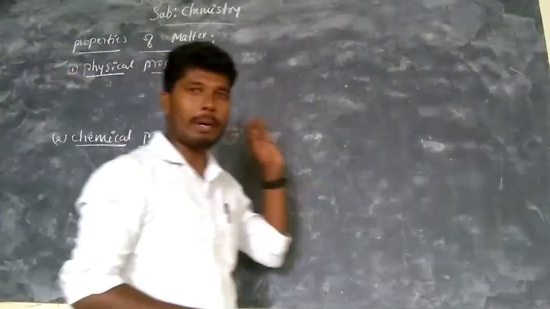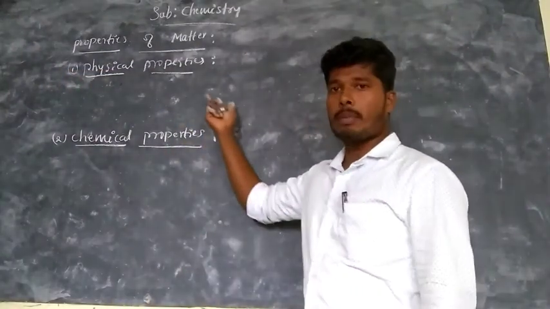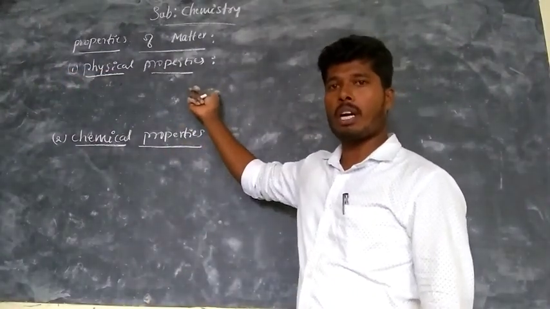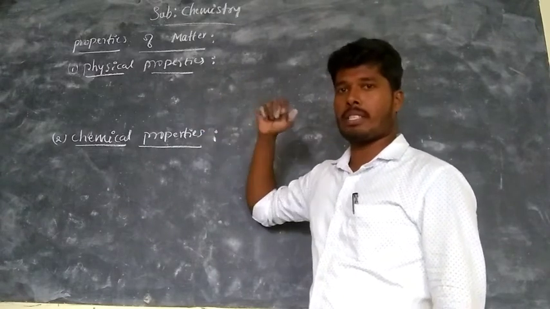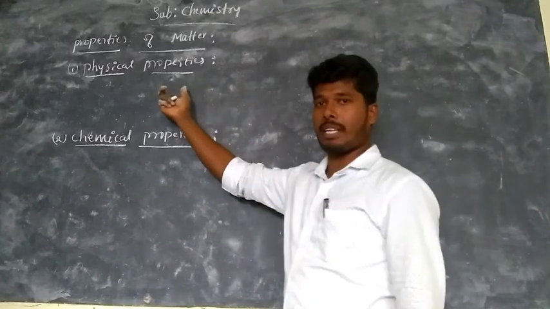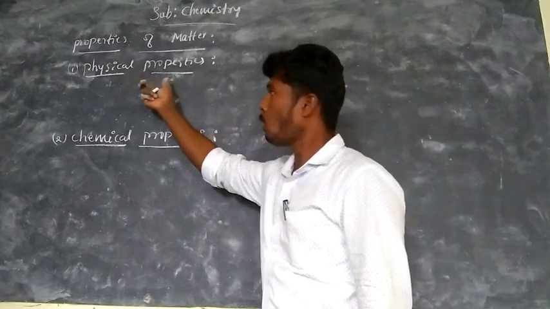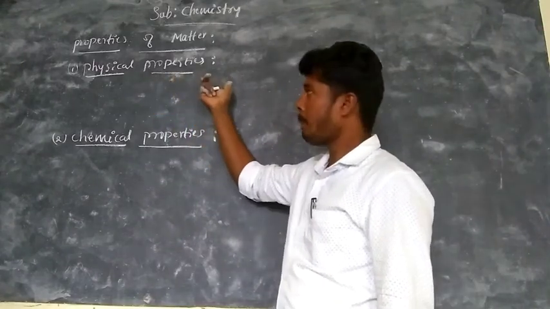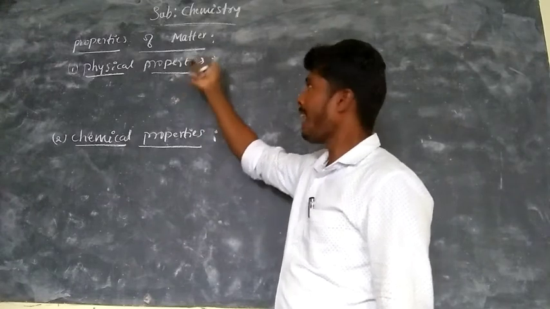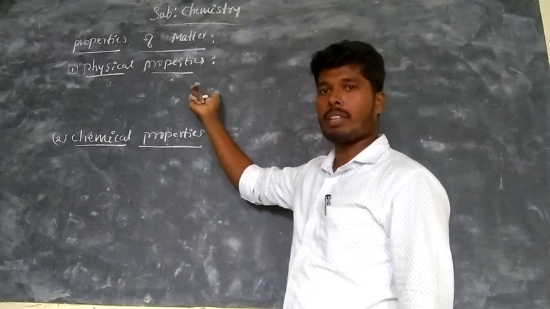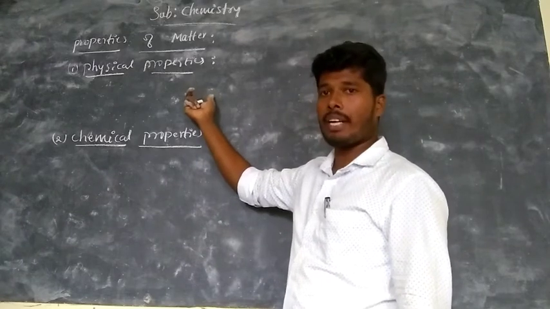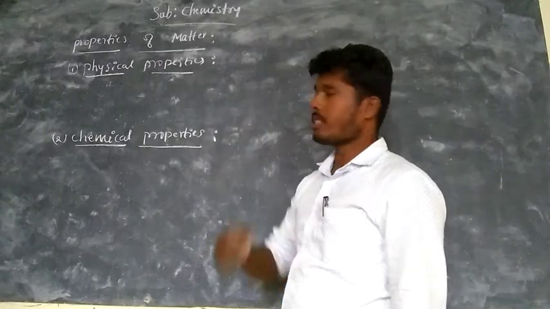Here, physical properties are the properties of the system which can be observed or identified without changing any substance. The meaning of physical properties is the properties of a system or substance which can be observed or identified without changing any quantity or identity of a substance.